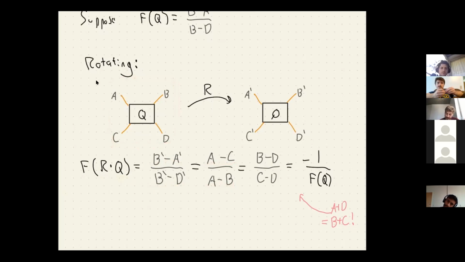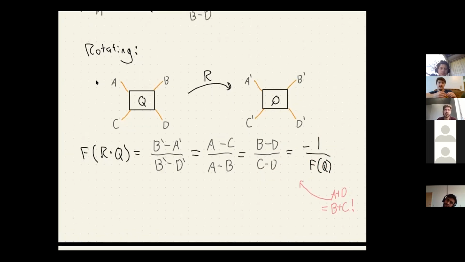And I can rewrite that as B minus D over C minus D, using the fact that these diagonal sums are the same for rational tangles. And then that's B minus D over C minus D, which is minus 1 over what our fraction was for our original tangle. So you're doing induction on the word length, is that right? Yeah, exactly. Okay, cool.